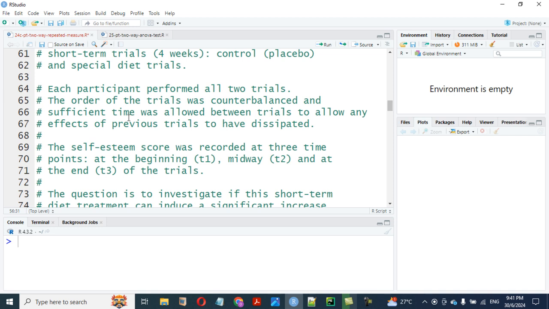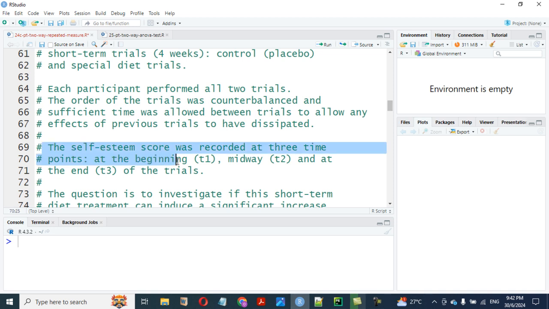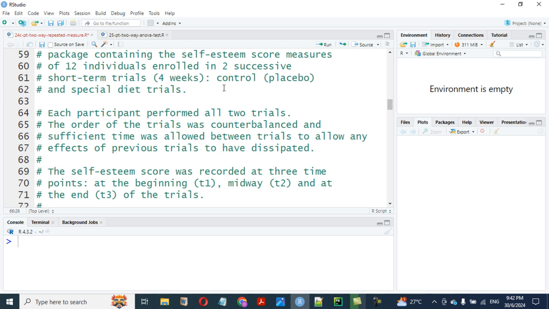Okay, this is more than 2 now. 3 time points. At the beginning, we have T1, midway, we have T2, at the end of trials, we have T3. That's what we had in the past one, which we did in our last lecture. But this time around, we're having diet included. Then we only have 3 time points, right? The treatment is included, which is control and placebo.